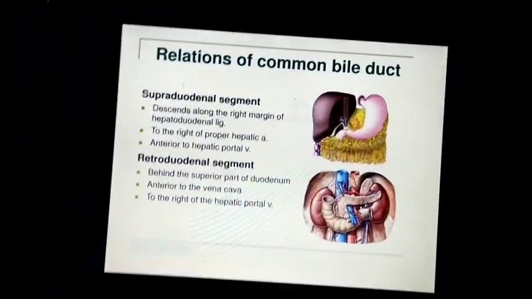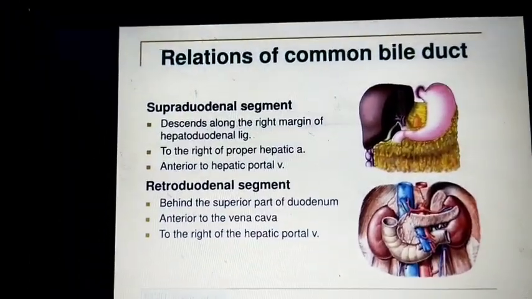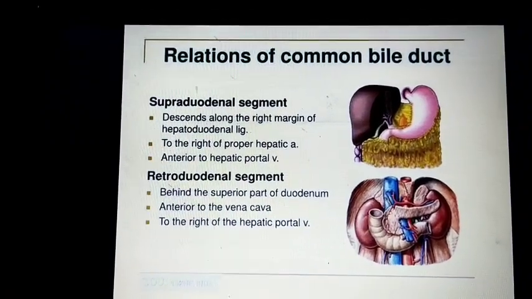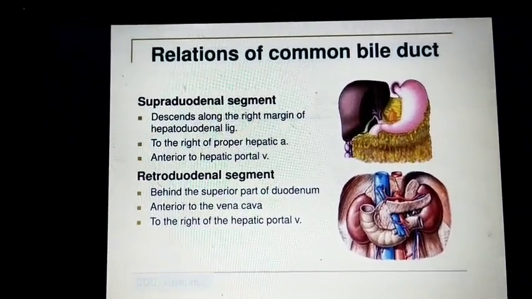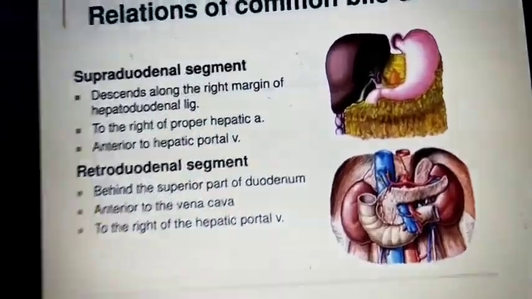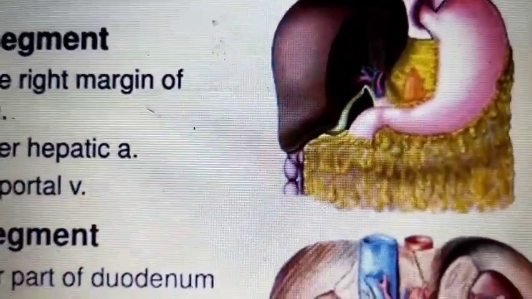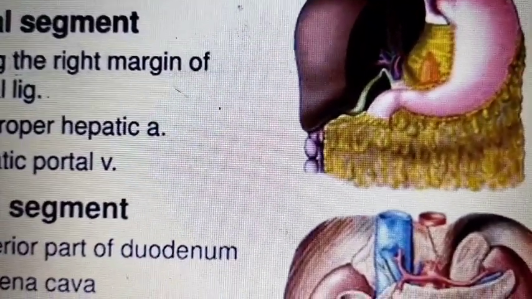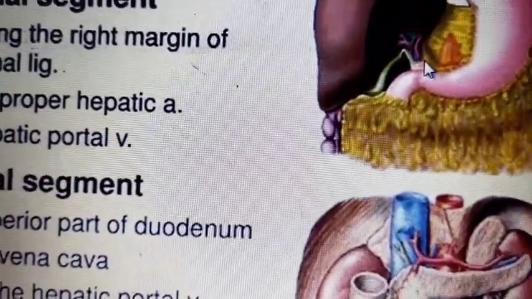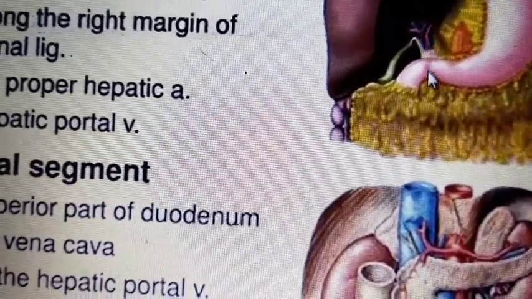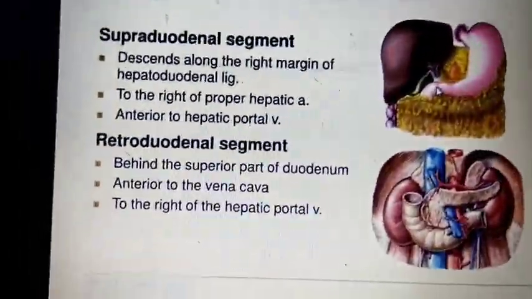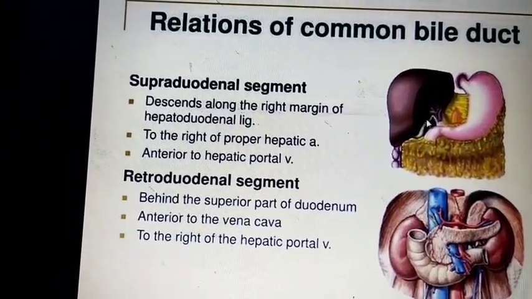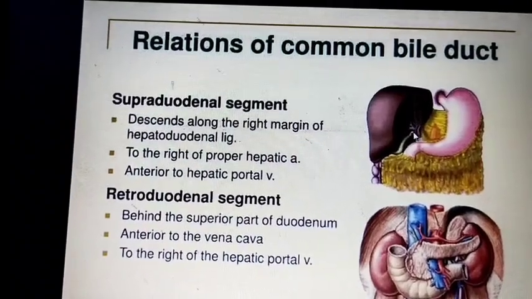Now we can go for the relations of the common bile duct. First, the supraduodenal part. It descends along the right margin of the hepatoduodenal ligament. I already explained, this lesser omentum is formed by the hepatogastric ligament and hepatoduodenal ligament. It lies to the right of the proper hepatic artery and anterior to the hepatic portal vein.